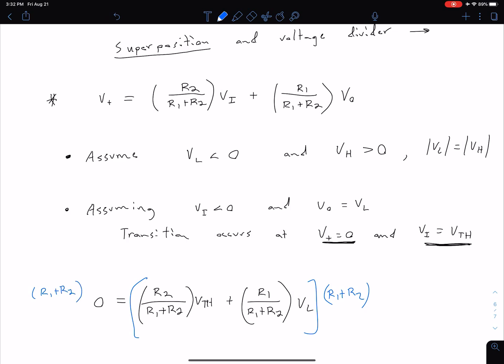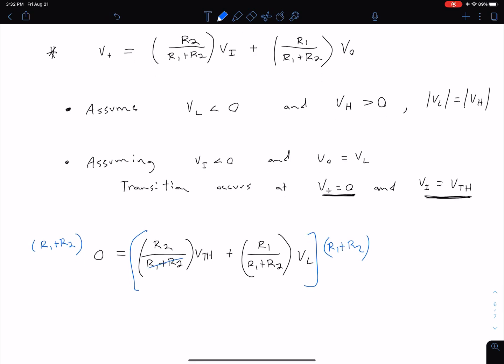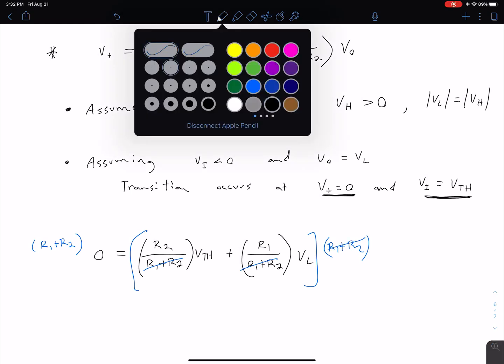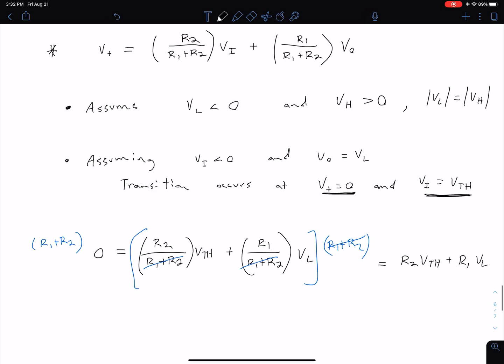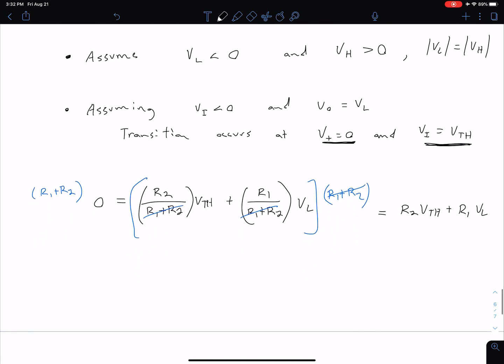And so of course, that's just going to be 0 on the left still, but we can get rid of our denominators there. So what we can say is this is really R2 VTH plus R1 VL. Okay, and so we can then rearrange to solve for that high threshold, VTH, and we find that that is equal to negative R1 over R2 times VL.